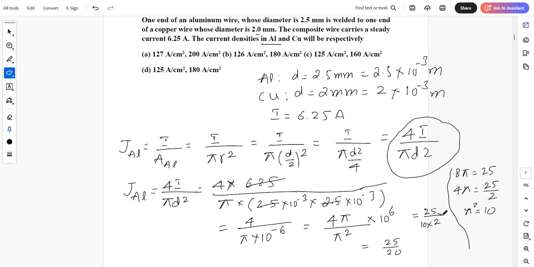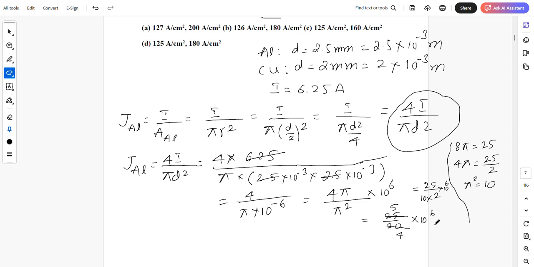25 by 20 and into 10 to the power of 6 is there. Now 25 by 20, it is very easy for us to calculate. 4 times, and 5 times. How much is 5 by 4? 5 by 4 is approximately 1.25. You are going to get 1.25 into 10 to the power of 6. Understood?